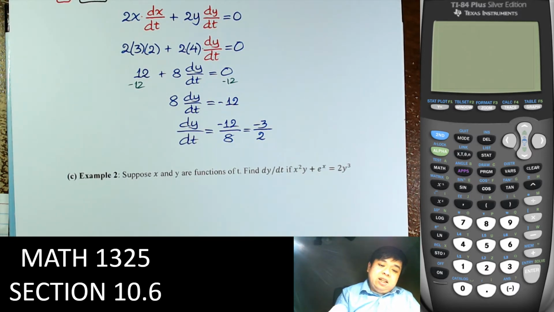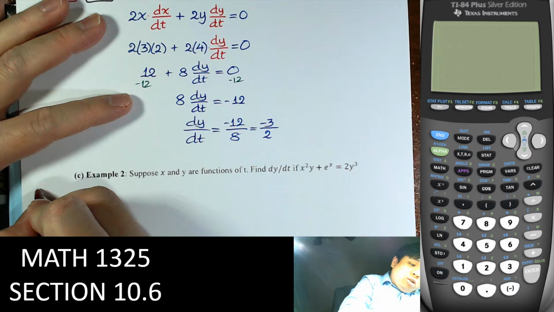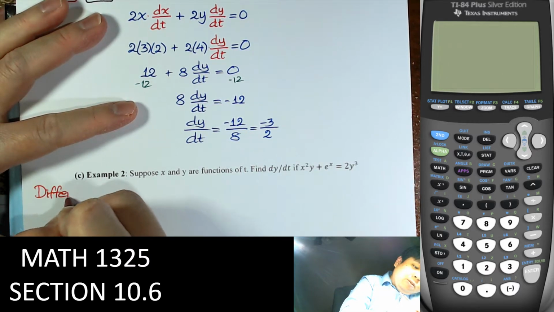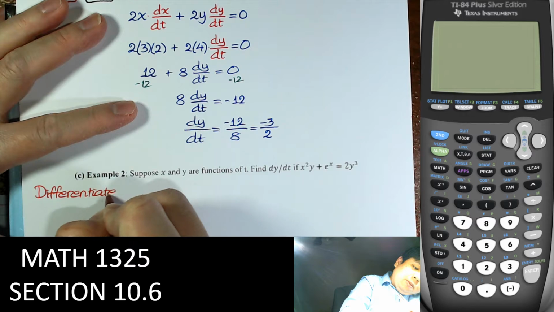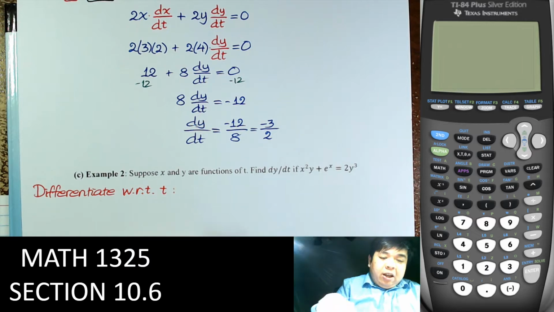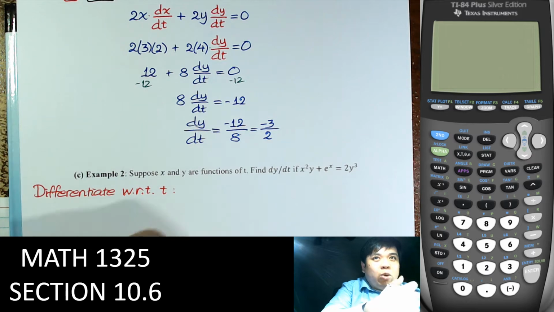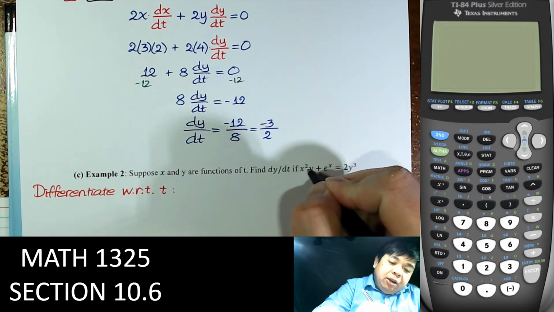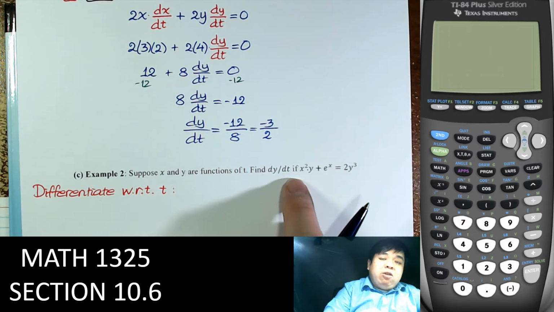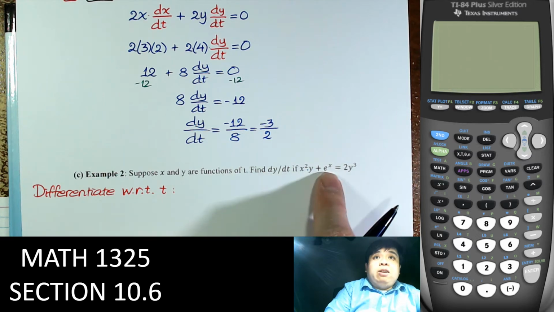Next, suppose x and y are functions of t, so that's one given. Find dy over dt. We don't need to write that because x and y are functions of t already. We just go ahead and differentiate with respect to t. Now, x is a function of t, so x squared will have t in it. x squared is a function of t as well, and y is also a function of t. So we have a function of t times a function of t. That's the product rule.